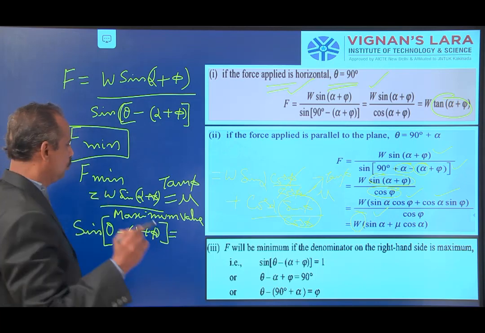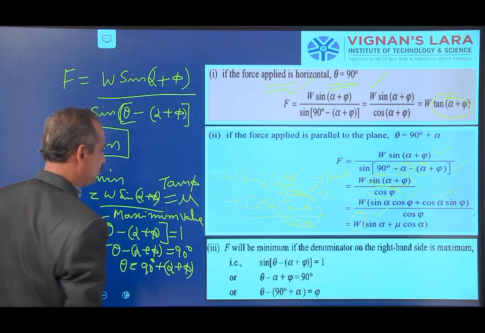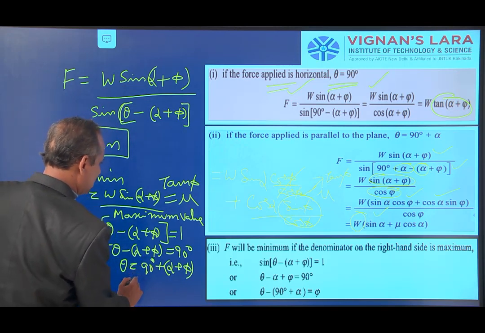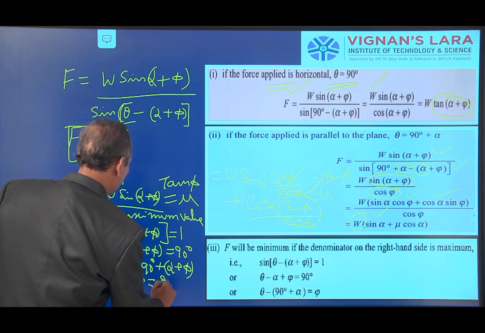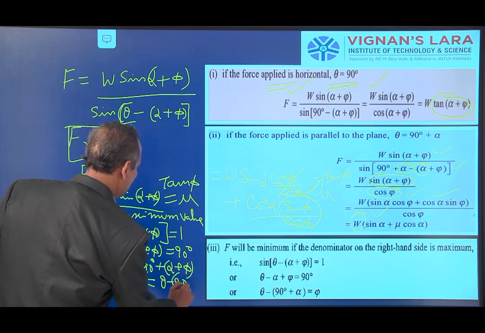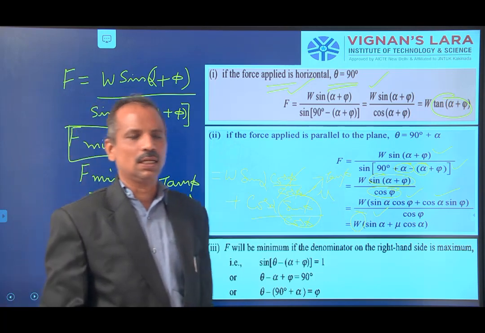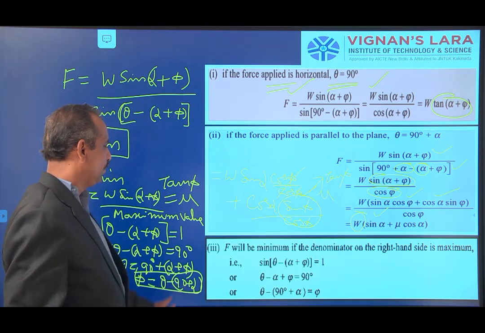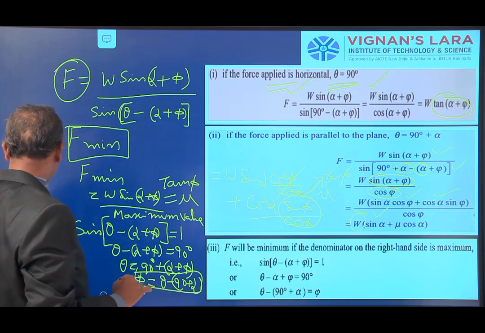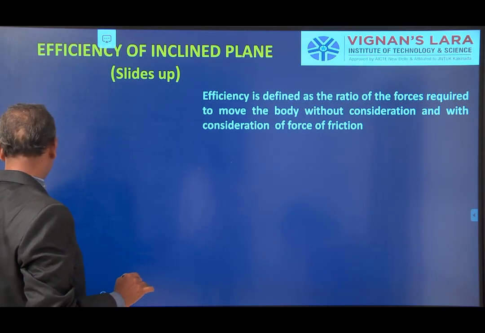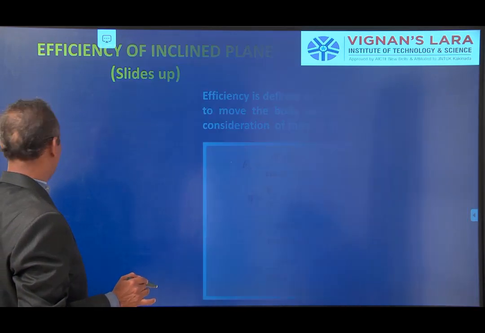What is its maximum value? 1. Okay, or you can simply write phi is equal to theta minus 90 plus alpha. So when your phi is theta minus 90 plus alpha, then the force required to raise the load is minimum. In a similar way, I am giving you the work for you as simple. You can do it once again as it is.